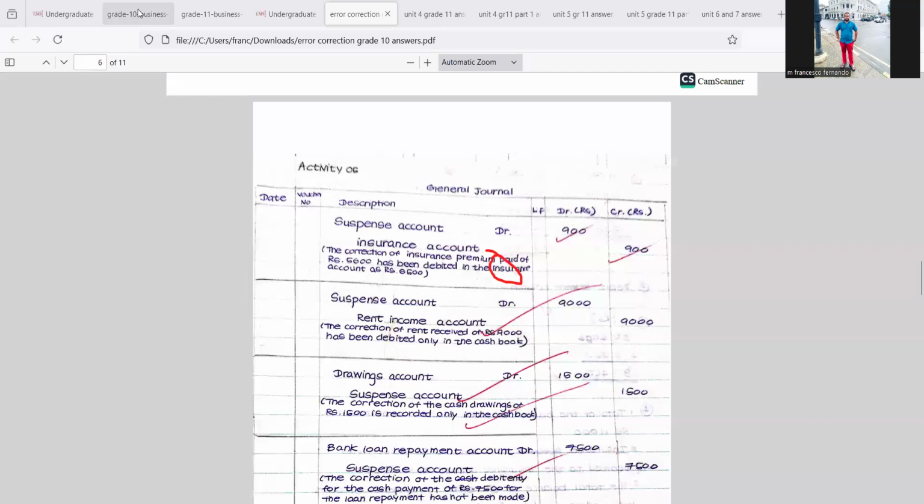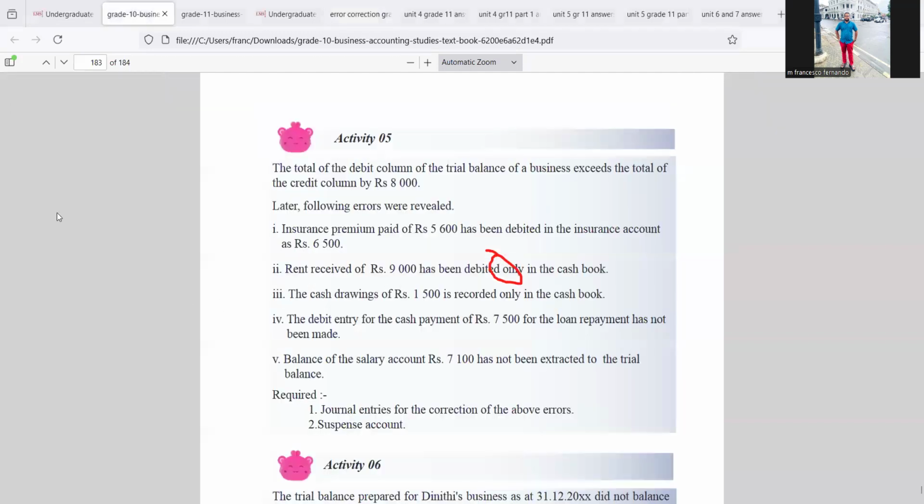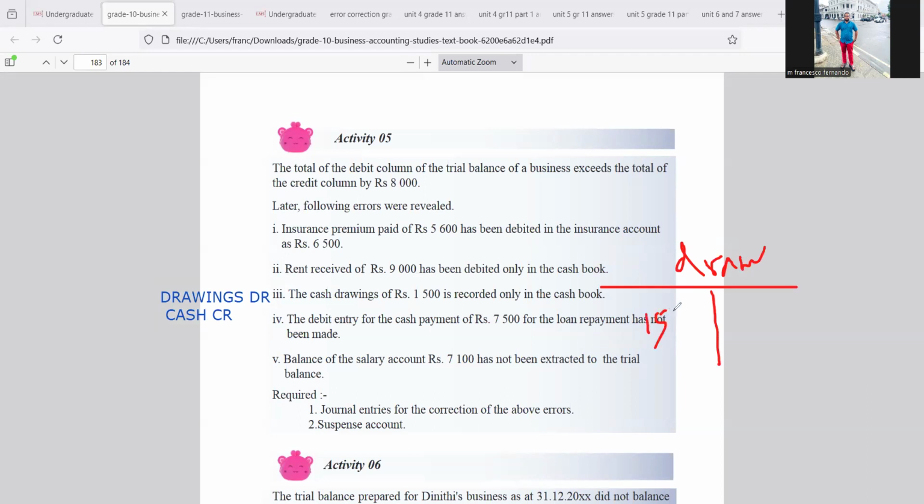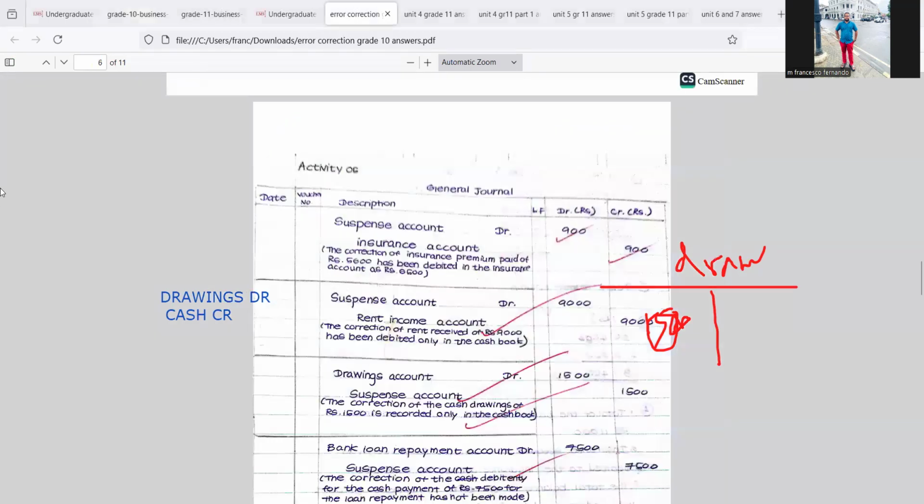Then the next one, the cash drawing is recorded only in the cash book. So think about the double entry, drawings debit, cash credit. So they have credited cash, but they haven't debited drawings. So what you have to do in the drawings account, you have to debit the 1,500 and credit it to the suspense account. So drawings debit, suspense account credit.